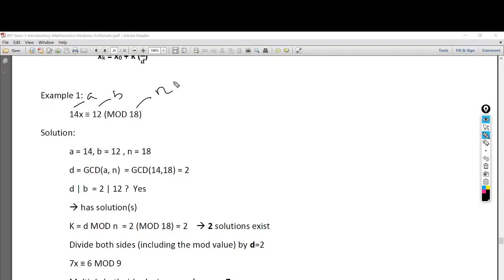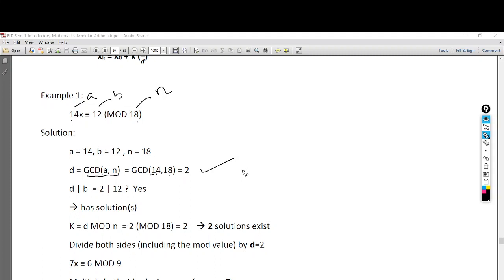So what is the first thing we want to find? We want to find the GCD of A and N. In this case, the GCD of 14 and 18. Obviously the GCD of 14 and 18 is 2, because no other number bigger than 2 is going to divide both 14 and 18. Now we are done with finding the d, or the GCD.